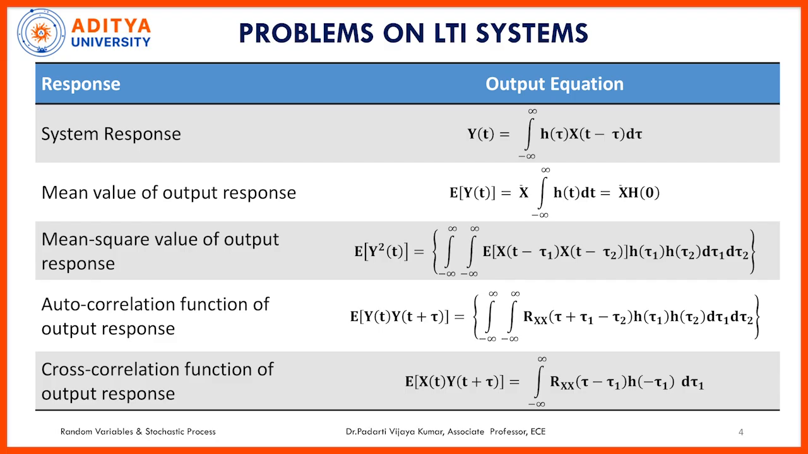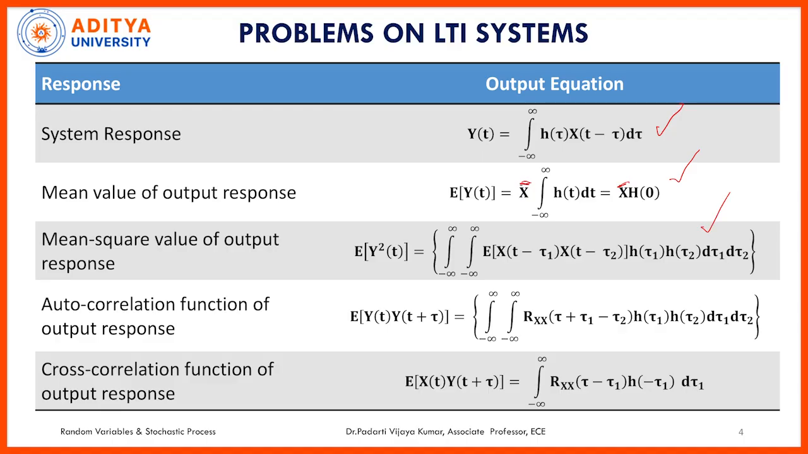The operations we mainly perform on an LTI system begin with computing the system response, for which the formula we use is convolution. We also use the formula of mean value, as there is an operation where we need to compute the mean value of the output response. The mean value of the output response is the expectation of y of t, which is x bar into the integral from minus infinity to infinity of h of t dt. This is nothing but x bar into h of 0.